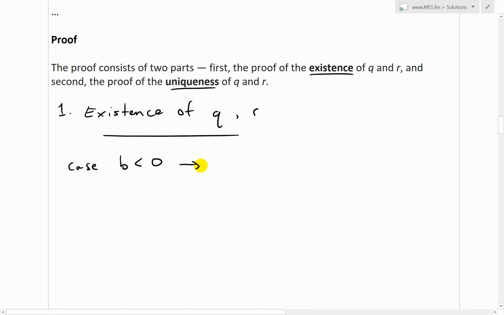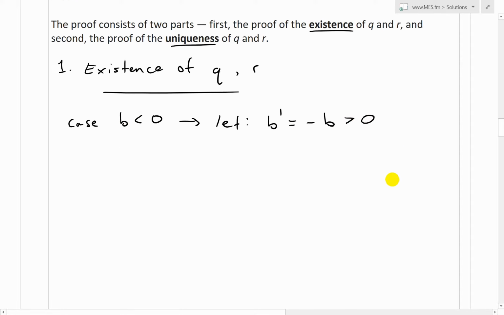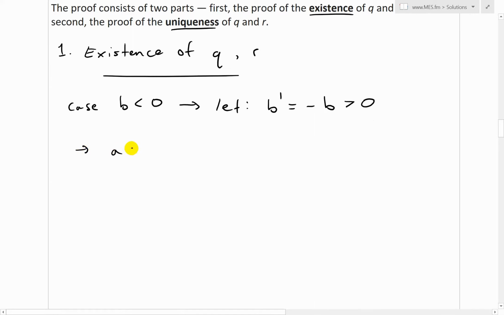So what we'll do, before I get to this, is let B prime, or B dash, the one across there, I'll call prime. So B prime equals negative B. When we do this, just to show you, this is a negative of a negative number, so it's always going to be greater than 0. Then if we write that down, A equals, well, B is going to be negative B here, just replacing the B, times Q plus R. But if we put a negative so it's positive, it's the same thing as writing B prime Q plus R.